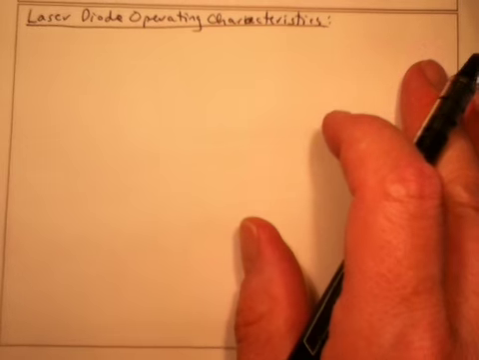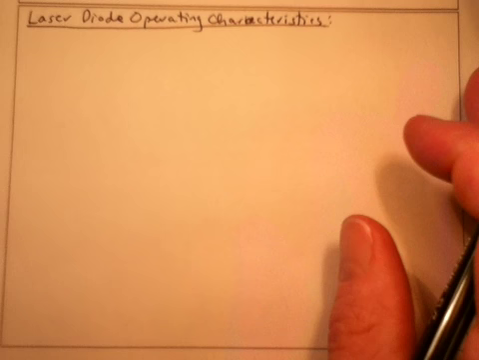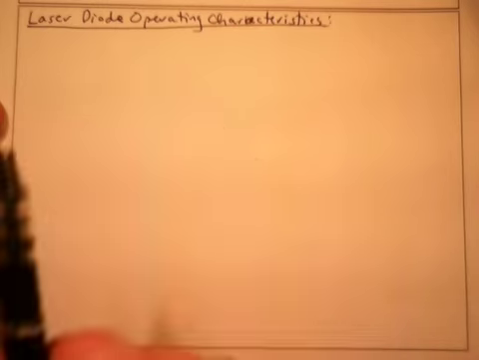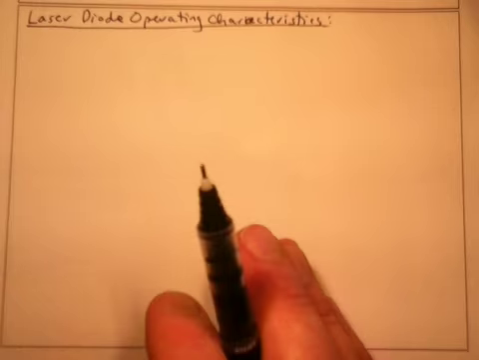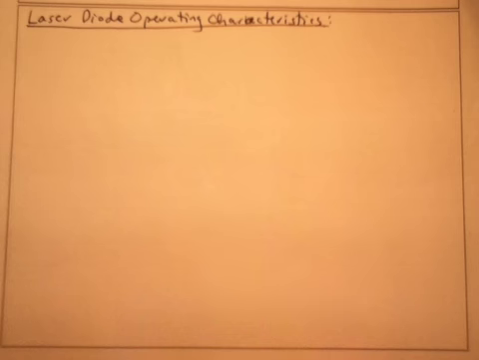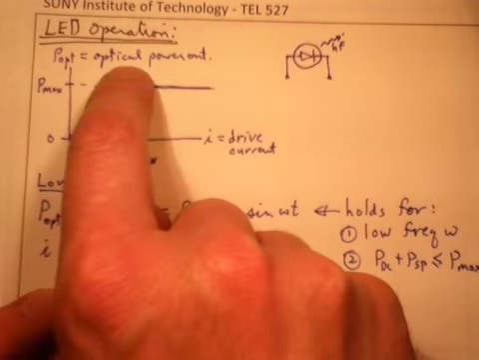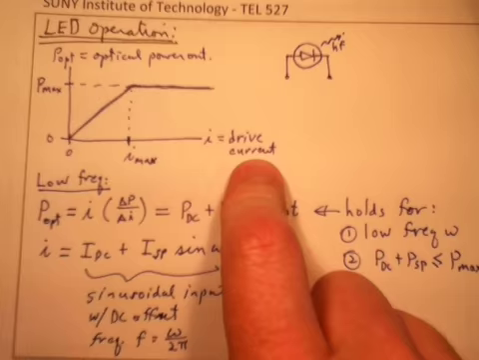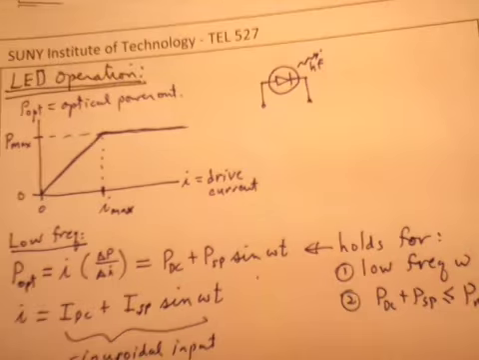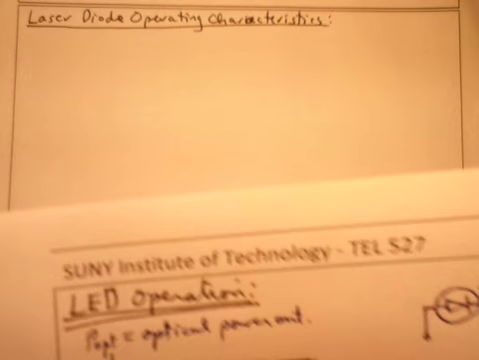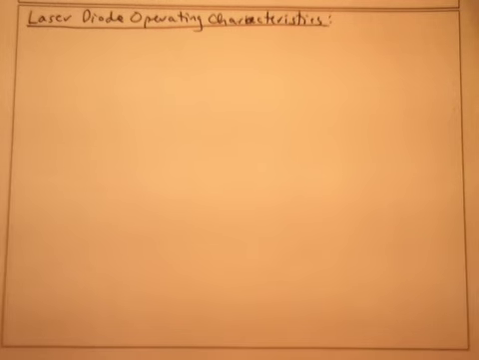Okay, in this video I'll give some idea of the laser diode operating characteristics. When we talked about the LED, we had a very simple type of behavior where our response function was basically just linear up to some threshold, with drive current versus optical power out. So we'll draw the same diagram for the laser diode, and we'll see that it's more complicated.